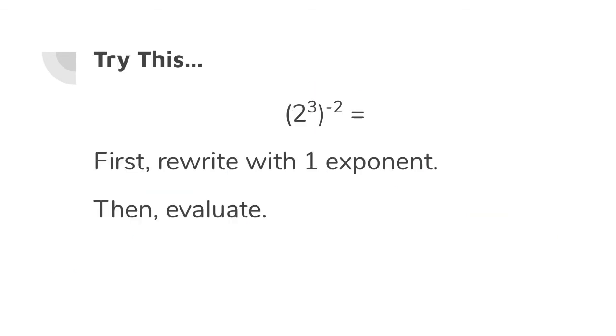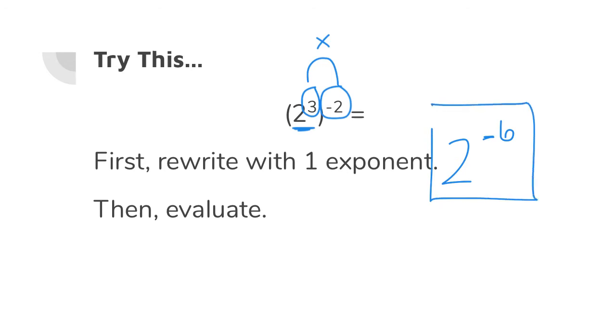On this one, let's go ahead and just jump right into the rule. If I want to rewrite this with one exponent, I am going to keep my base, and I'm going to multiply my 2 exponents together. 3 times -2 is -6. There, I have rewritten using one exponent.